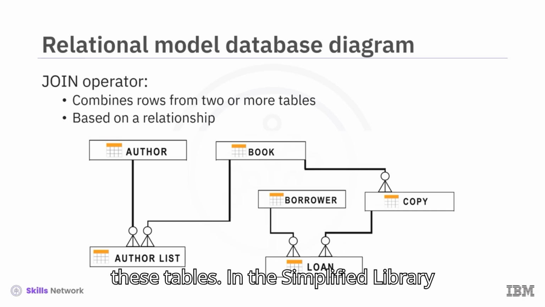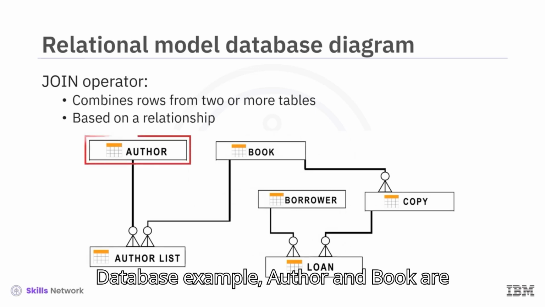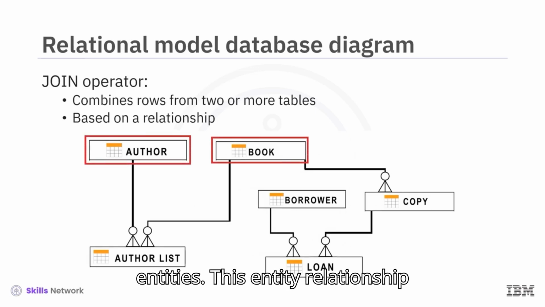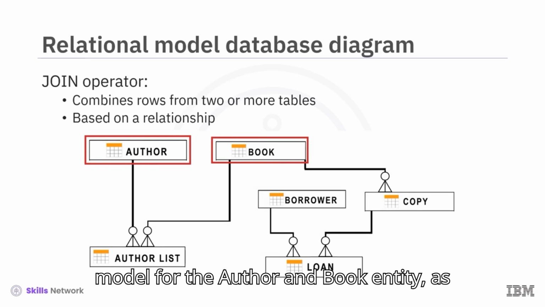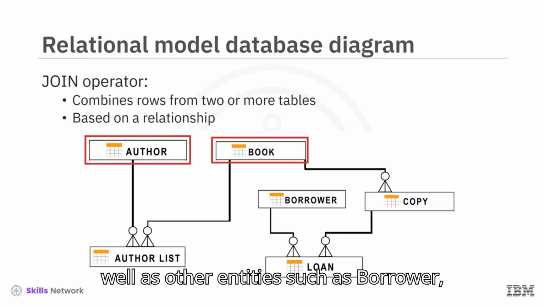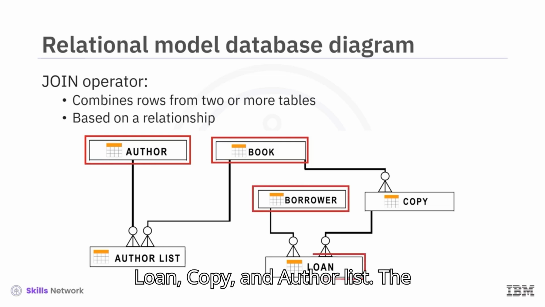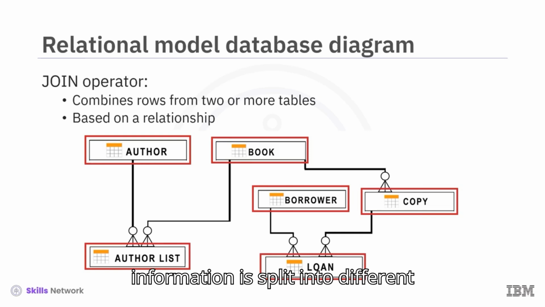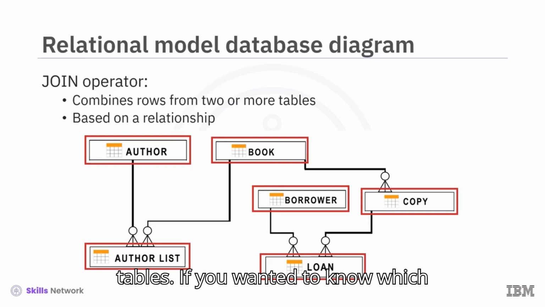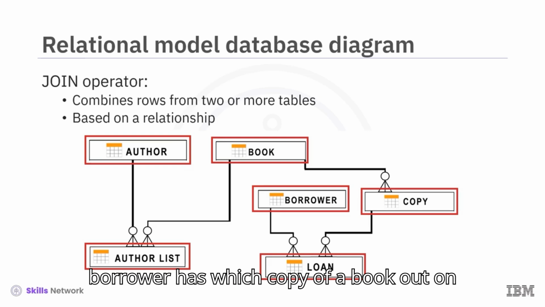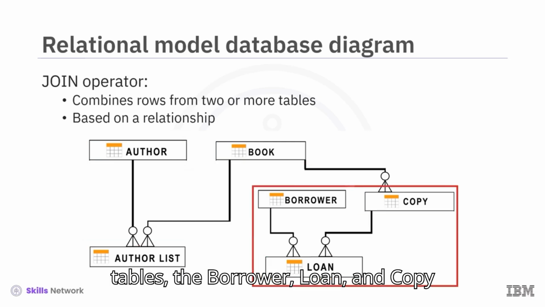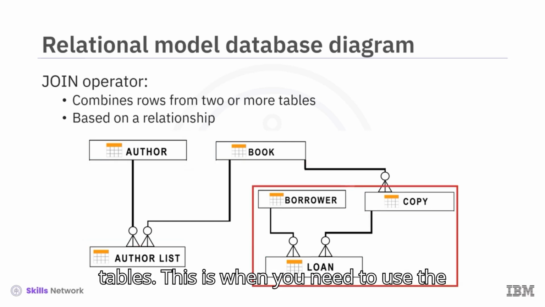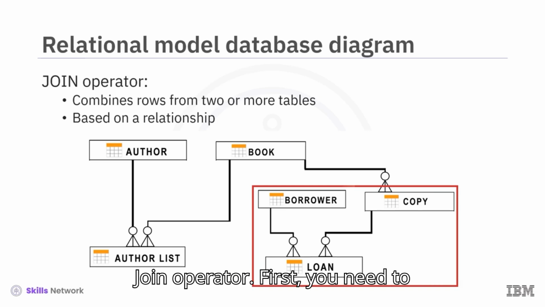In this simplified library database example, author and book are entities. This entity relationship diagram represents the relational data model for the author and book entity, as well as other entities such as borrower, loan, copy, and author list. The information is split into different tables. If you wanted to know which borrower has which copy of a book out on loan, you need to gather data from 3 tables: the borrower, loan, and copy tables. This is when you need to use the join operator.